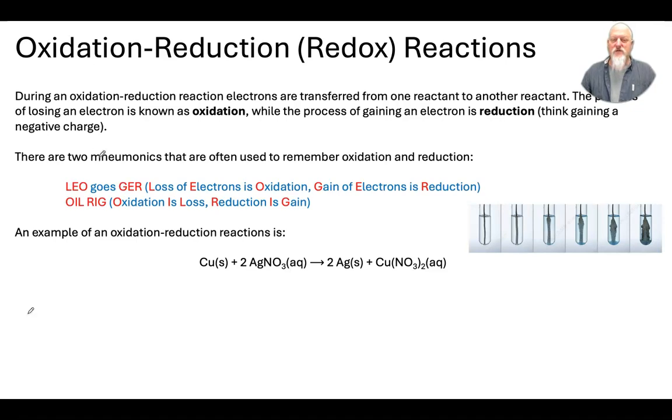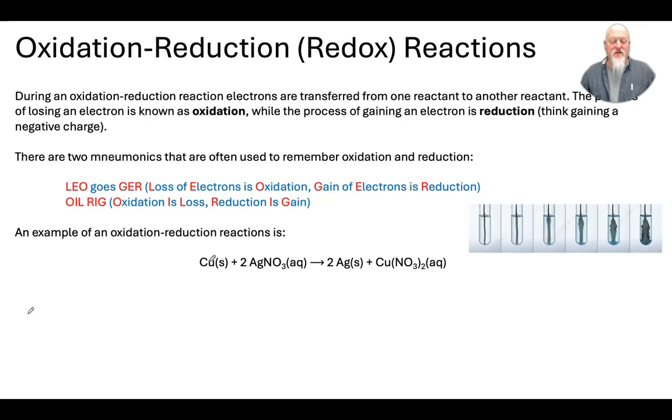Okay, so there's two mnemonics that are associated with this. LEO goes GER, right? Lion goes GER. LEO standing for loss of electrons is oxidation, and GER stands for gain of electrons is reduction. Or the other one, OIL RIG: oxidation is loss, reduction is gain. Whichever way you think about it, it's talking about electrons.